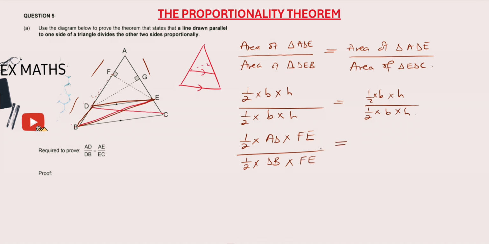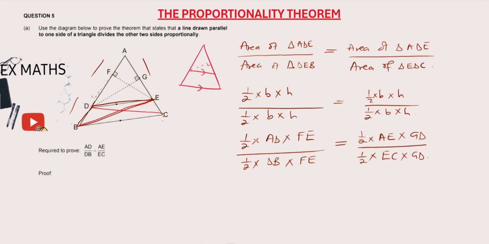Then this will be equal to the area of ADE, but now we're using AE as our base. That's why it's going to be half times AE times our perpendicular height. The perpendicular height is GD. Then over half times the area of EDC, this triangle. So we're using EC as our base, times the perpendicular height, which is the height from the baseline up to the top part of our triangle. So it's from here up to there, which is also GD. So we're going to use GD as our height.